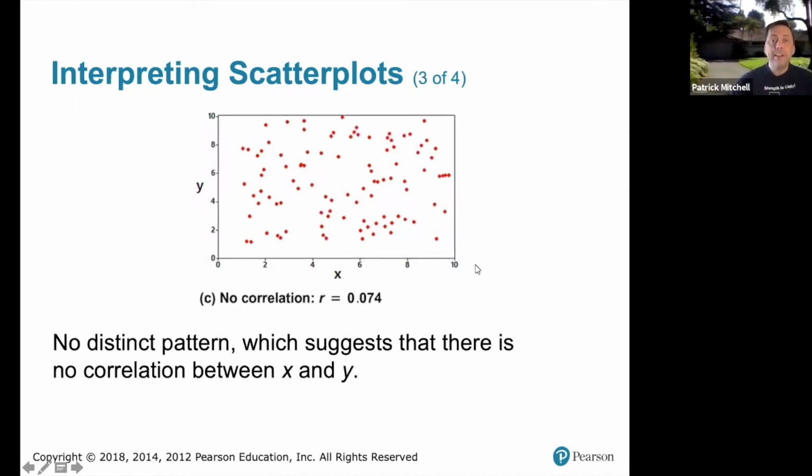All right, here's an example of no linear correlation. There is no distinct pattern, which suggests that there is no correlation between X and Y.